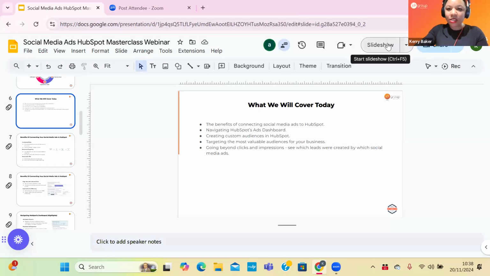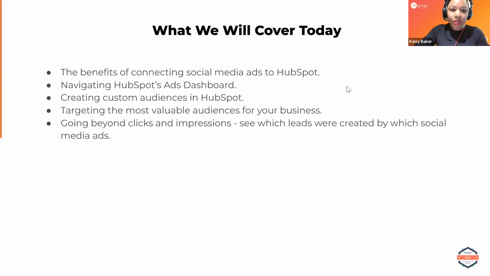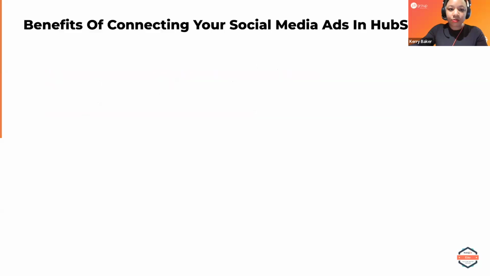Brilliant. So what I'm going to start with is what we plan to go through today, just as a reminder. So we're going to go through the benefits of connecting social media ads to HubSpot, navigating HubSpot's ads dashboards, and a few things that I wanted to highlight, creating custom audiences in HubSpot, and then targeting the most valuable audiences for your business. I also wanted to spend some time going beyond clicks and impressions, so you can see which leads were created by which social media ads and look at the reporting side of things as well. So let's dive straight in.